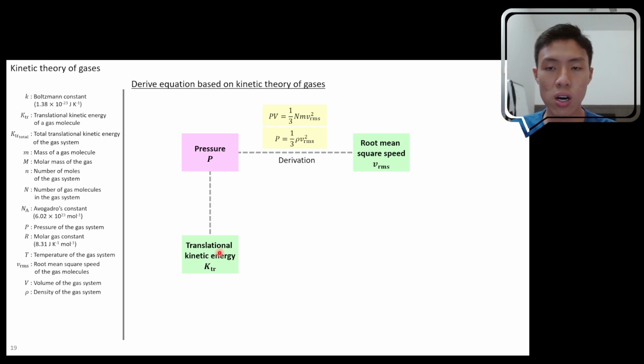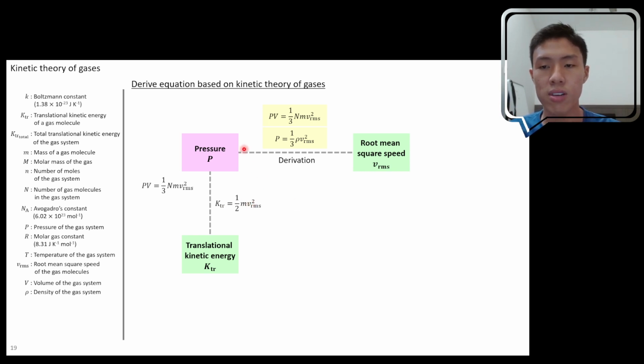Okay, so to find the equation that relates pressure and translational kinetic energy, or KTR, I'm going to recall an equation that most of us are familiar with, which is kinetic energy equals half mv squared. But for this situation, because kinetic energy here is related to the translation of the molecule, it's KTR, whereas the v here, we are going to replace with the root mean square speed because that's what is relevant to a gas system.